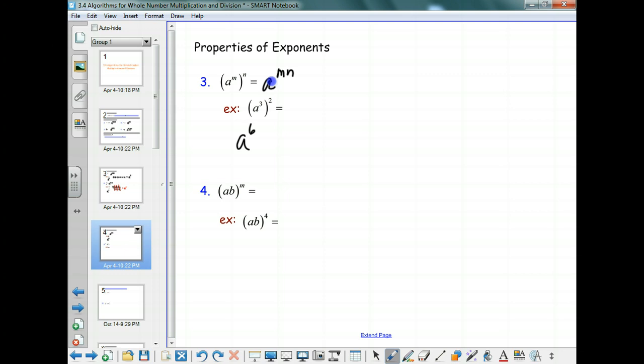So a to the 3rd means a times a times a, and this is supposed to be squared. What does it mean when you square something? Multiply it by itself. So this really means I have a times a times a times a times a times a. How many a's are there? There's 6 of them. So it's a to the 6th. Right? This is stuff that works. It works, so we want to see that it does.